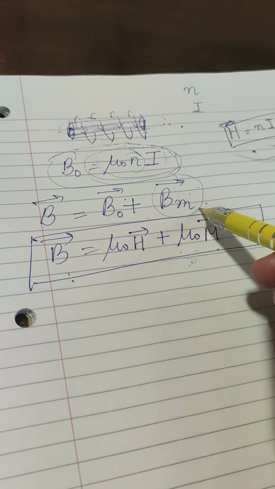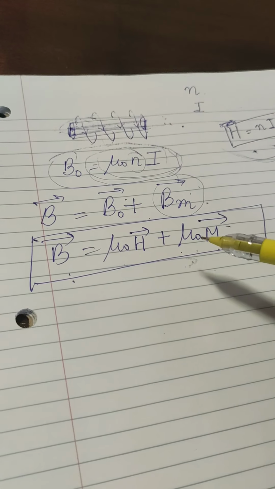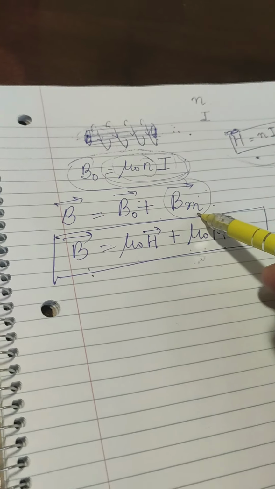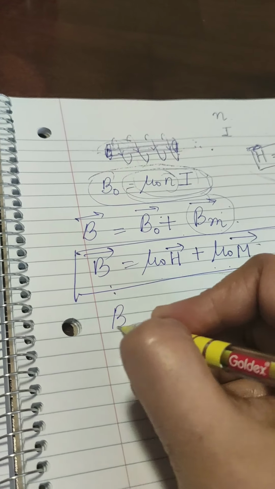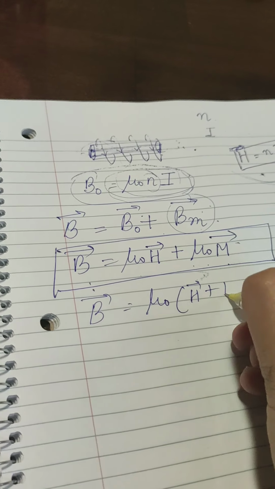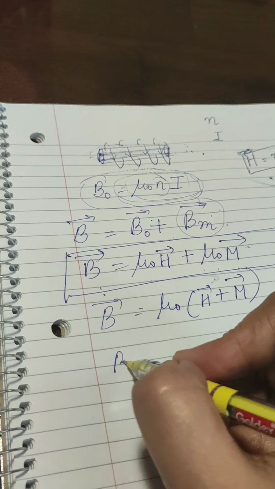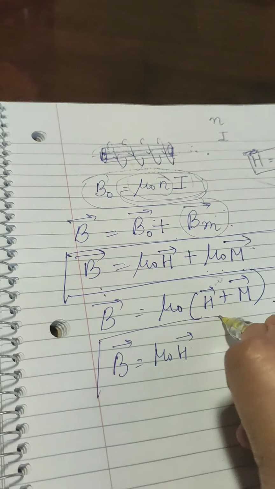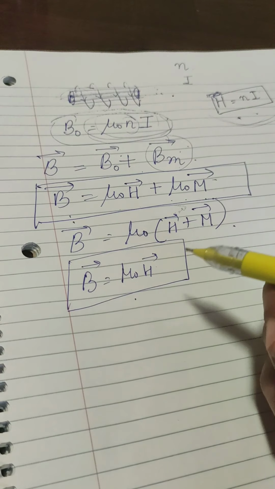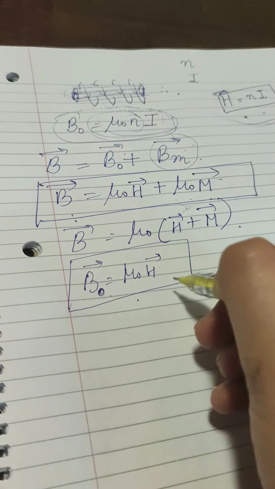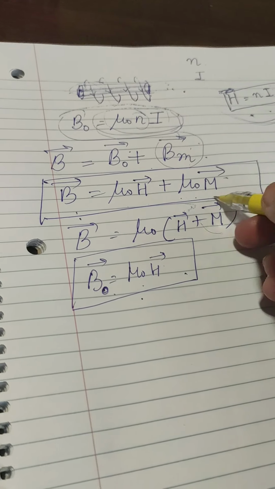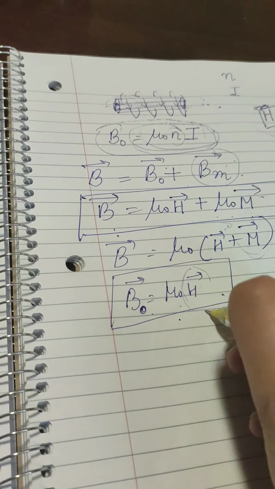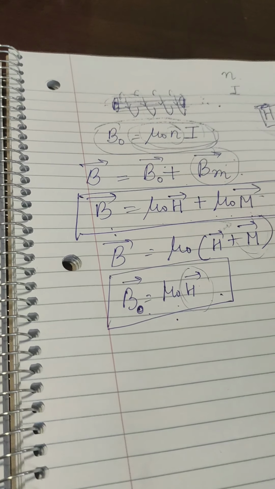The magnetic field due to magnetization of the substance, because the substance can be magnetized further, is mu naught M. Okay, now B is equal to mu naught times H plus M. If there is only vacuum, then B naught is equal to mu naught H. When there is a material of non-zero magnetization, then it is increased by a factor Bm, where H is the magnetic field intensity or magnetic field strength. H has the same unit, ampere per meter.